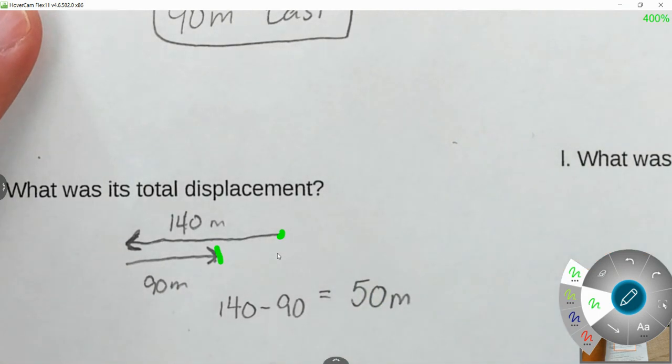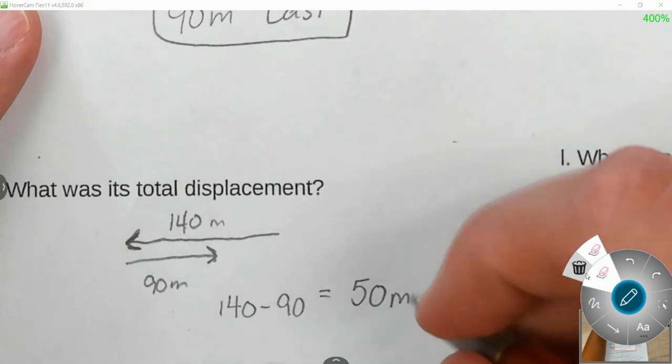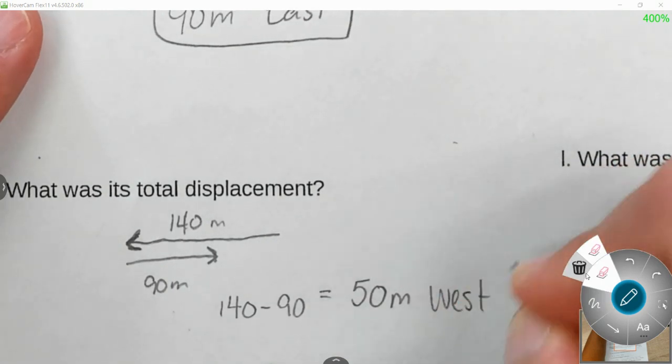But now what direction are you in? Are you in the west or to the right of where you started? Good, we are to the west, right? We're still finishing over here, which was to the west of our starting spot. All right, good. So we have to write 50 meters west.